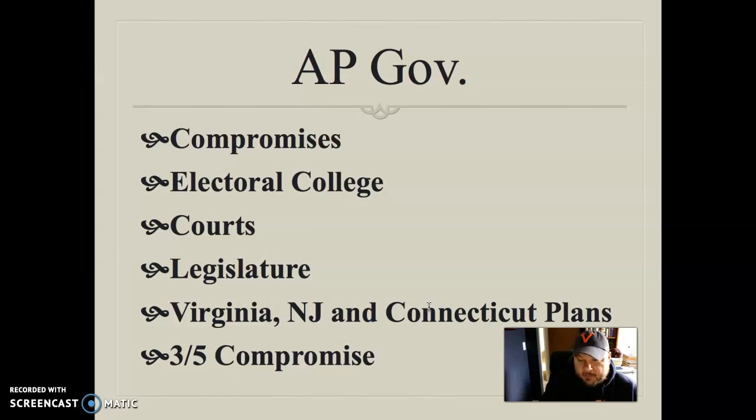It created what's called a bicameral legislature, where we have 2 houses, the Senate and the House of Representatives. The Senate is based on the New Jersey plan, where every state has an equal amount of representatives, that is 2. And the Virginia plan represents the House of Representatives, where big states have more representatives than little states.